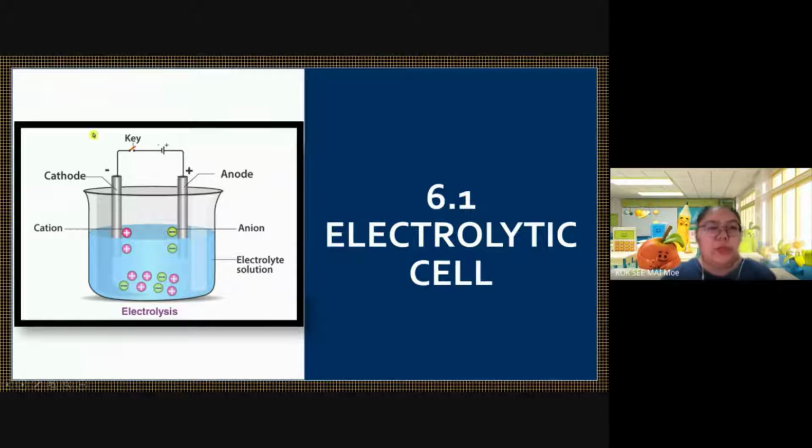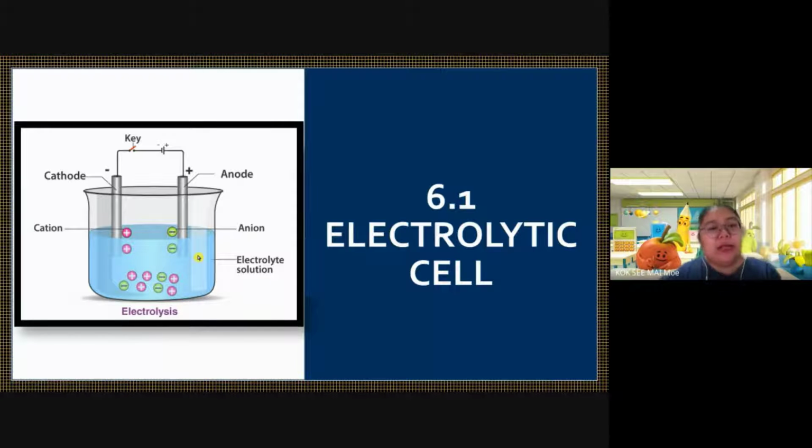Okay, this one is the process of electrolysis. Electrolysis means we're talking about ions. We have positive ions and also negative ions. When they are put inside a solution, this solution we call an electrolyte. The electrolyte solution has ions inside, positive ions and negative ions.